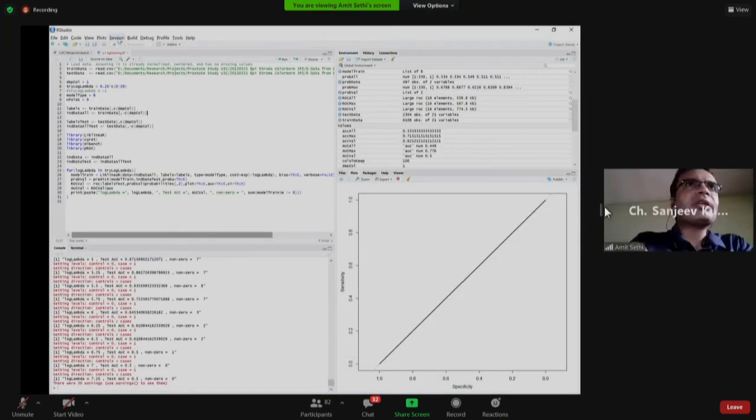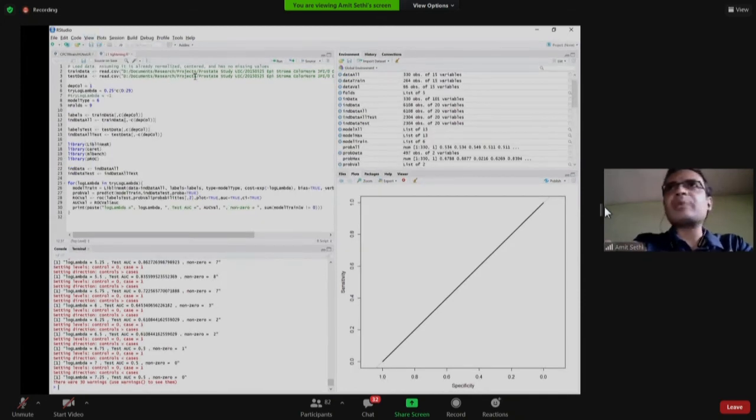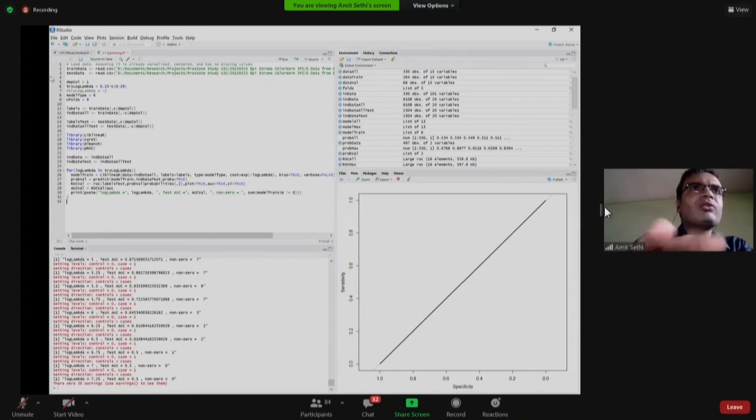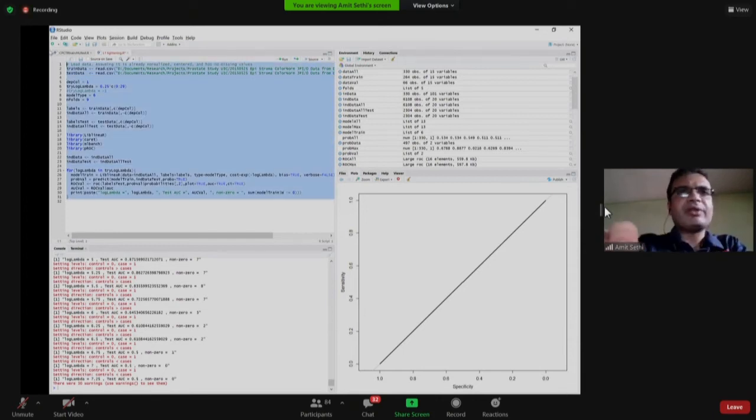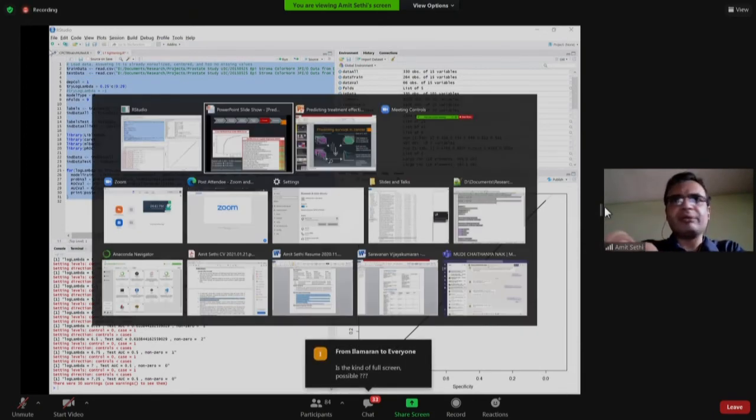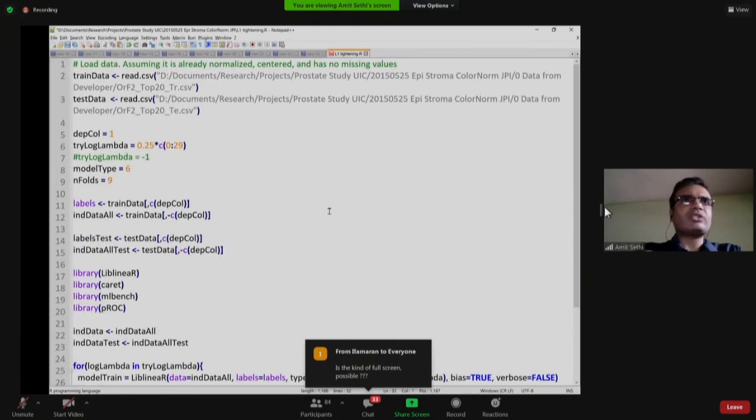I want to see if I can increase the size of this. Is my screen legible or is it too small? Okay, let me copy paste this somewhere else so that I can show it to you in a bigger manner. Okay, so now this should be visible, right?